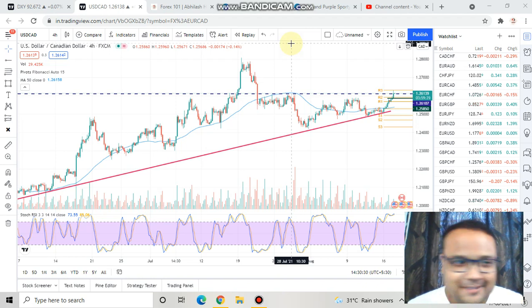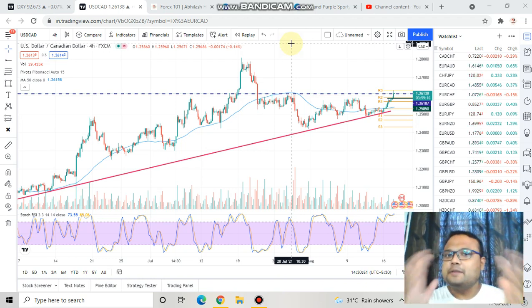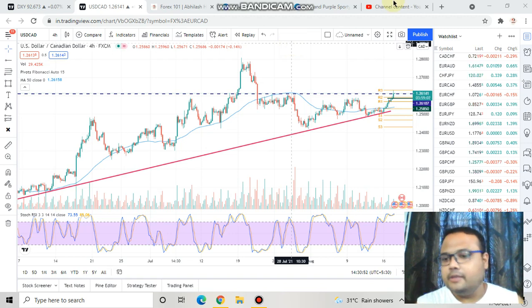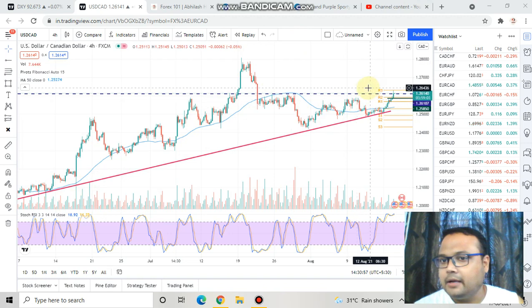So let's get started. This is the 4 hour chart of USD CAD in front of us right now, and as you can see, this is a trending market, and as we all know, trading in a trending market is always easier in comparison to a sideways, choppy, or range bound market. And there should not be any doubt that this market is going up. As you can see, the market is constantly making higher highs.